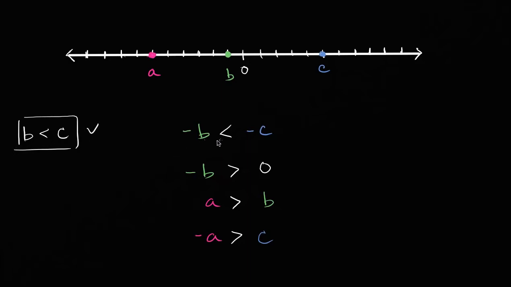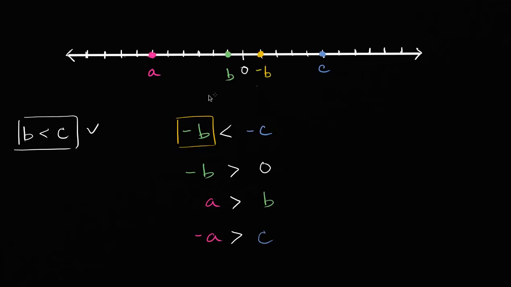Is negative b less than negative c? Let's think about where negative b is on this number line. Negative b, I will do in yellow. Negative b means the opposite of b. So if b is 1 hash mark to the left of 0, negative b is going to be 1 hash mark to the right of 0. So that right over there is going to be negative b.